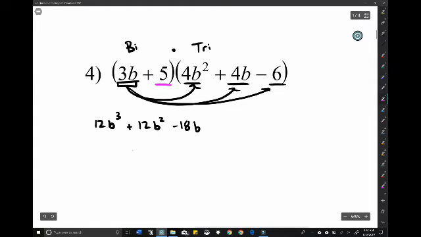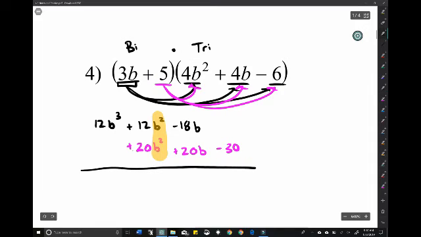Next, we'll take the 5. So 5 times 4b squared is plus 20b squared. Now notice, I lined up my b squareds. It's going to make it very nice and easy for you in the future here. 5 times 4 is plus 20b. Those line up as well. And then 5 times negative 6 is negative 30.